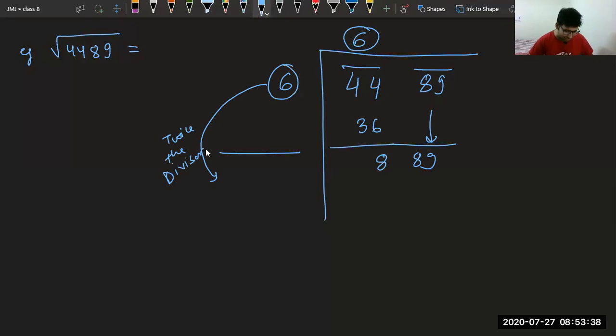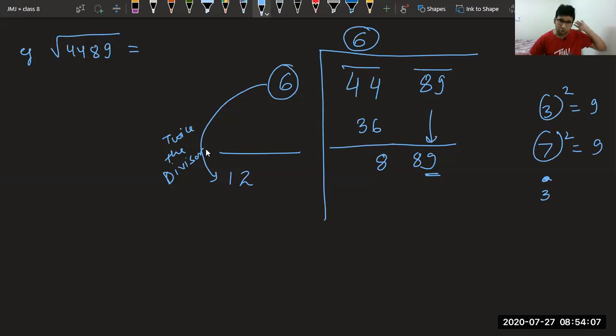In this case, divisor is 6. Twice means 2 into 6, that is 12. So we have changed the divisor to 12. Now, Rachit, we want a 9 at the last, and only 7 and 3 can make it possible. Either 3 square gives you 9 or 7 square gives you 9. So answer will be either 3 or 7.